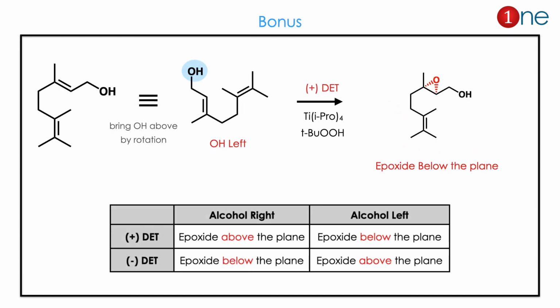Then the bonus question. The allylic oxidation also works in terpene kind of architecture. Here OH is there, an allylic kind of system, and the isolated double bond. Only the allylic OH will react. So you have to bring the double bond vertical, then plus DET. OH left, plus DET. You have epoxidation below the plane. So you have to always bring the double bond vertical. OH is above the plane.